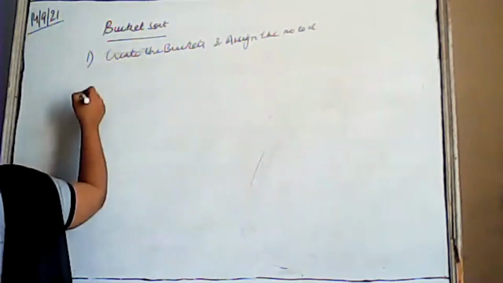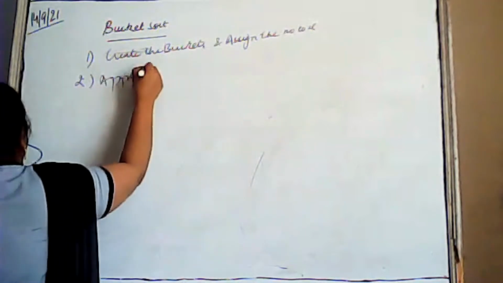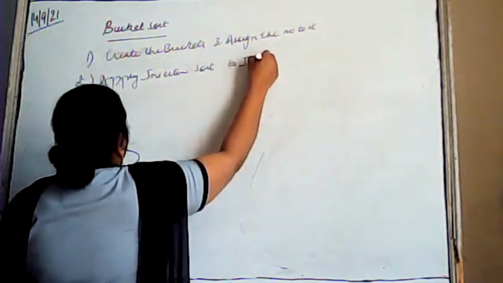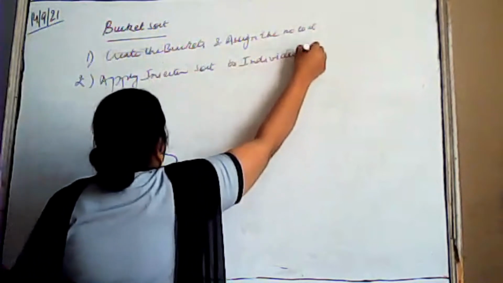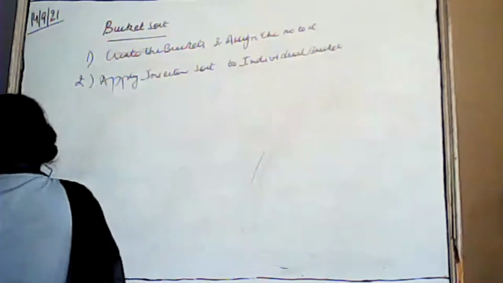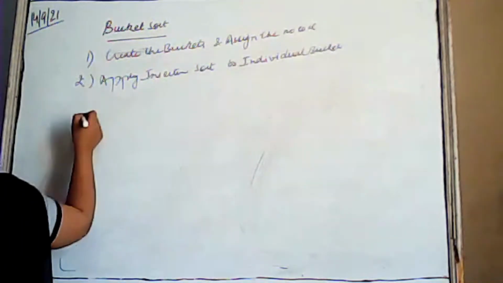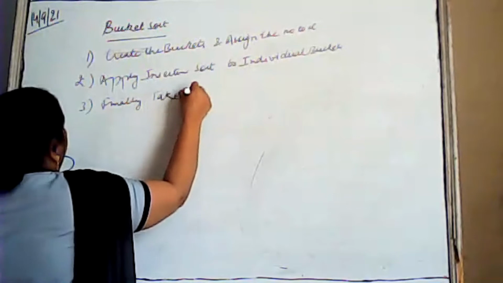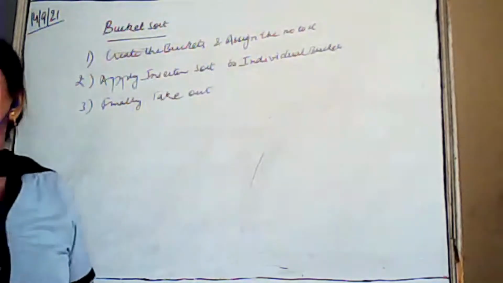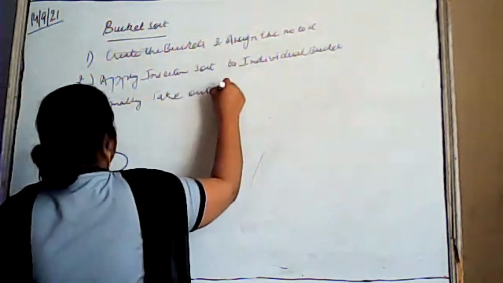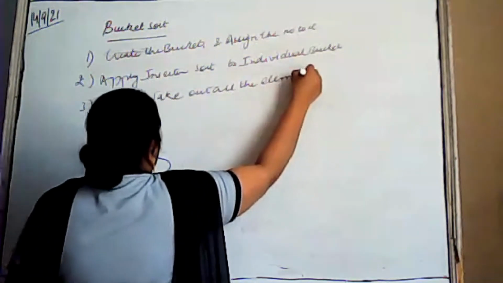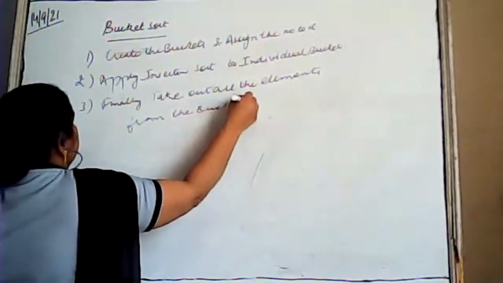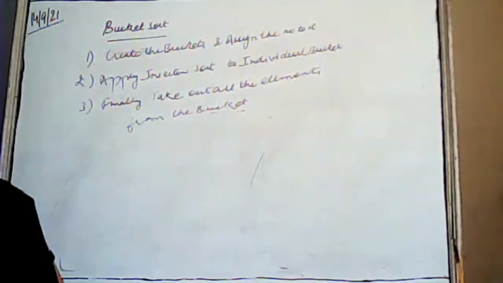Second, apply the insertion sort to individual buckets. Then finally take out all the elements from the buckets. You will get the sorted list. Right? Now how will this bucket sort work?